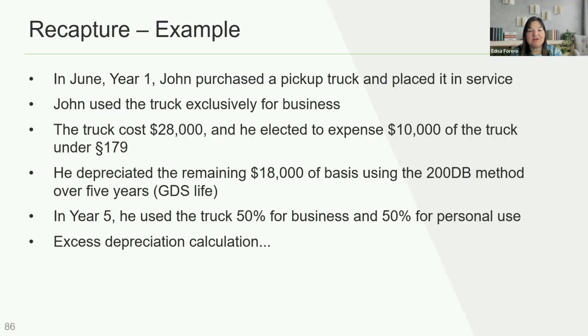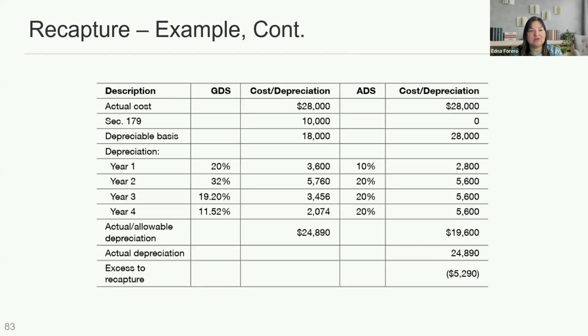In year 5, however, he used the truck 50% for business and 50% for personal use. So he's going to have an excess depreciation calculation. Here's what that looks like for you. You'll see that the actual cost was $28,000. He did a Section 179 for 10, leaving that $18,000 basis. Year 1, he takes 20%. That's $3,600 under GDS. If he did ADS, it would be $2,800.